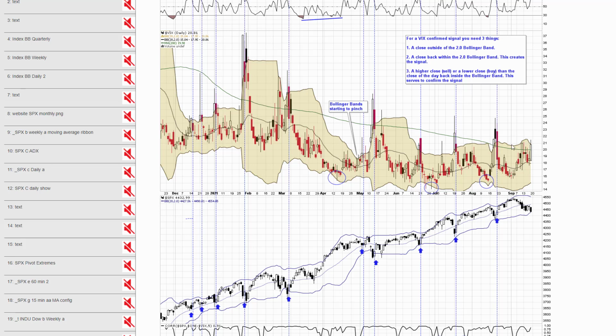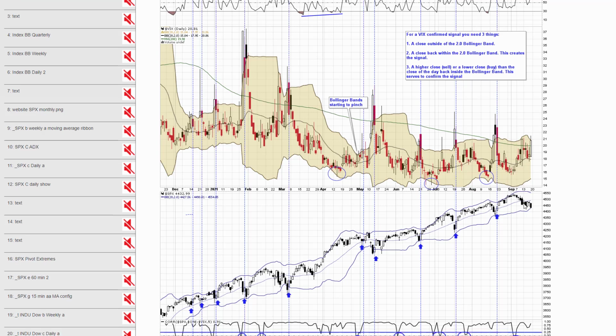So the fact that the bands are flat here makes it easy for the VIX to close outside the upper band. So I wouldn't be surprised if we saw that occur on Monday. Now the question is, is it just going to stay outside the bands for a day, or will it run? We'll see.